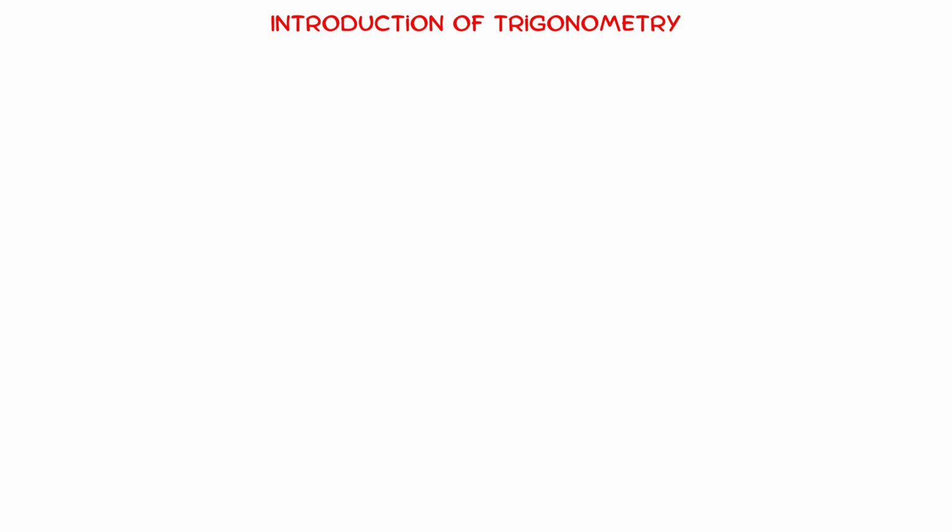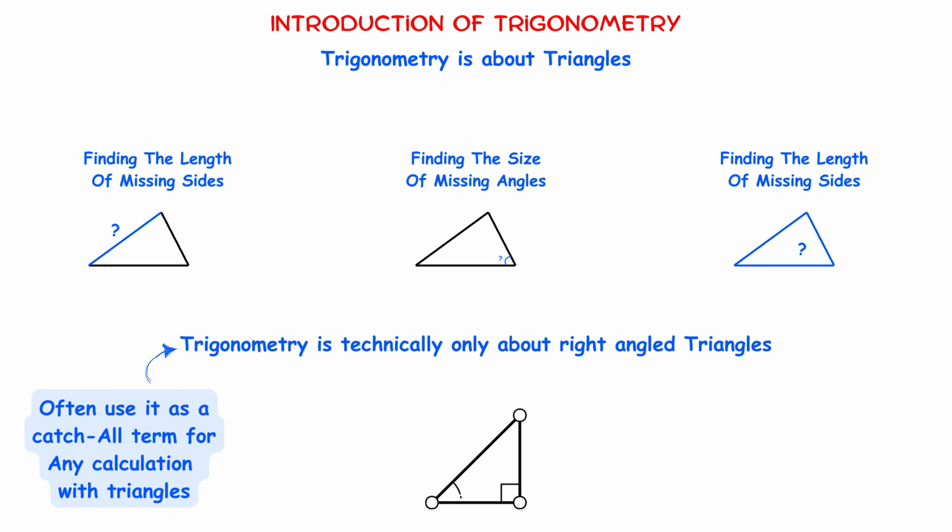In this video, I want to introduce the branch of mathematics called trigonometry and give you an overview of the main equations you're going to learn about in this topic. Basically, trigonometry is all about triangles, so finding the lengths of missing sides, the sizes of missing angles, and the areas of triangles. You might sometimes hear that trigonometry is technically only about right-angled triangles, but in real life we often use it as a catch-all term for any calculation with triangles.